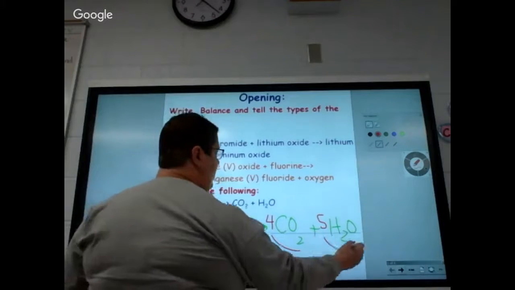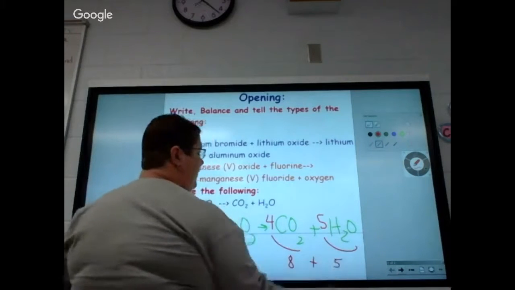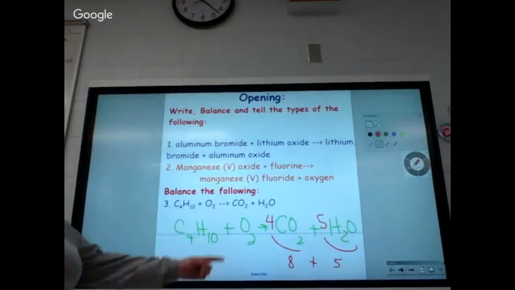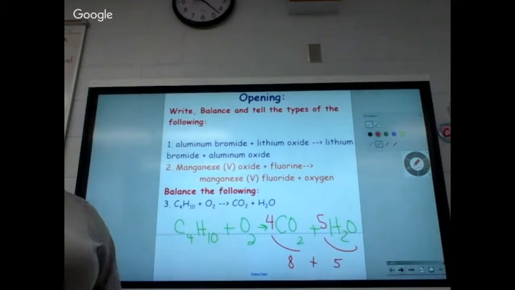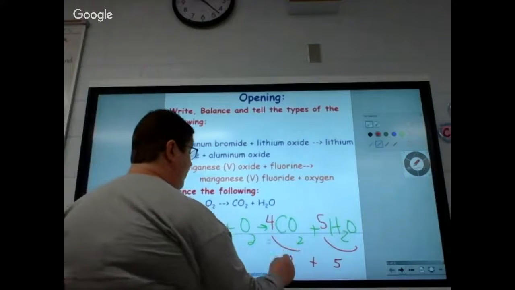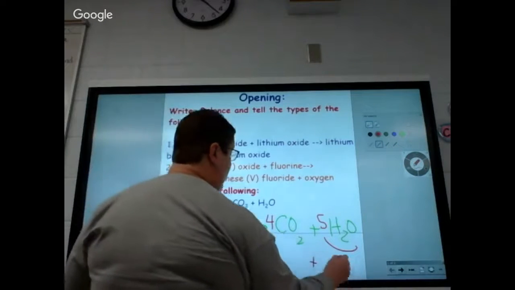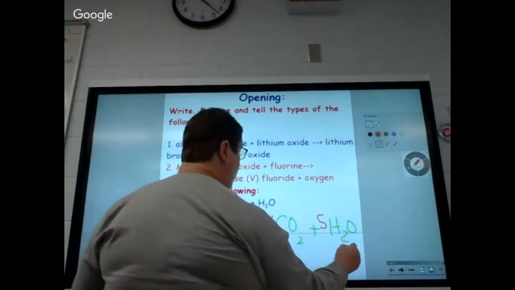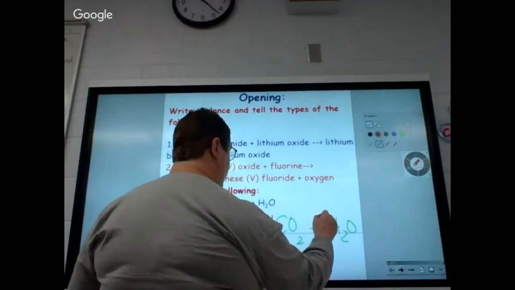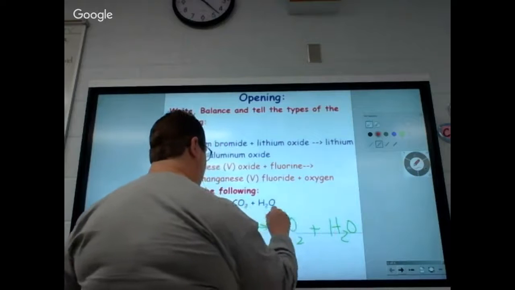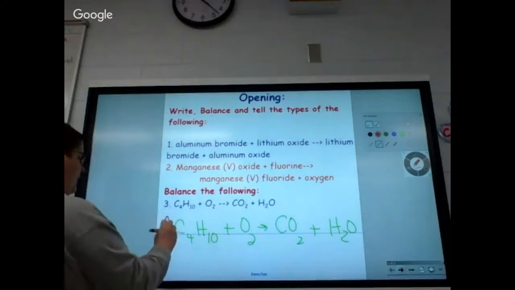Plus, how many O's are here? 8 plus 5 is what? Can I get an odd number here? So what's the trick I told you if you got an odd number? Okay, put a what out in front? Okay, so I'm getting rid of all of this. Rid of those numbers right there, and we're going to try it again by putting a 2 out front.